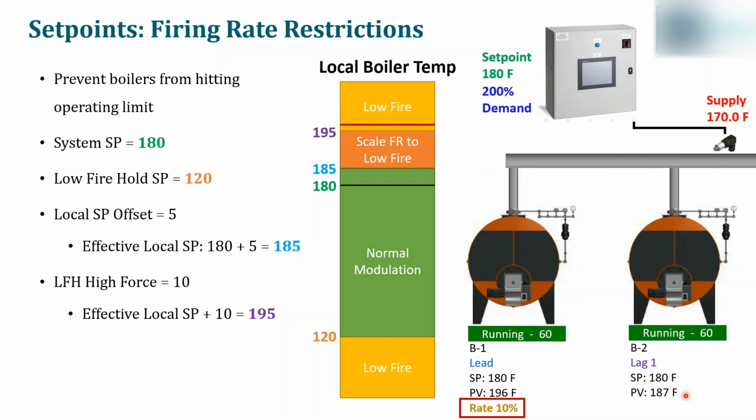For boiler 2, our process variable is 187 degrees Fahrenheit, which puts us right in here in the orange range. And so our firing rate is going to be between high fire, which it was at when it was at 185 degrees, and low fire, which is what it would be at when it was at 195 degrees. Okay, so it's starting to scale back and it's down to 92%, since it's above the local set point, but still below the 195, where our low fire hold high force value puts it. Okay, it's a somewhat complicated topic, but again, it's in place there to make sure that we don't overshoot the local set point so badly that we actually turn off the boiler, which is not what we want in this situation.